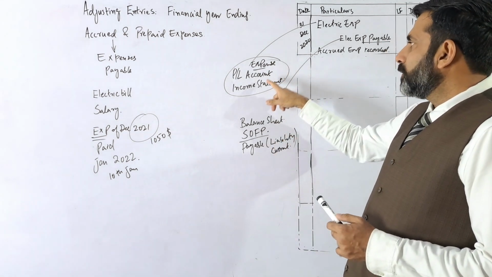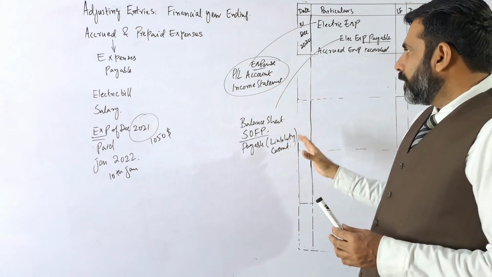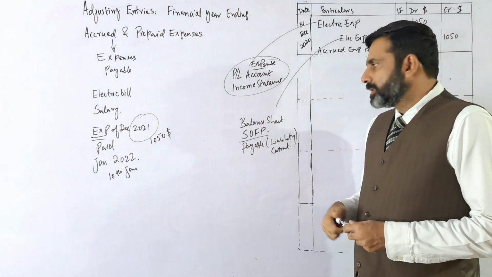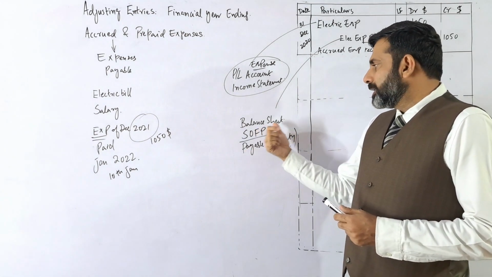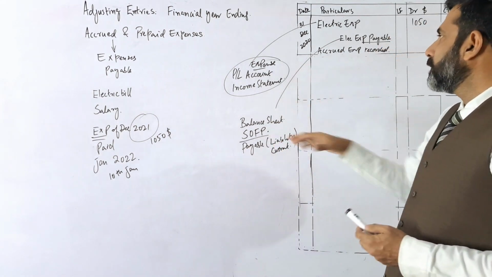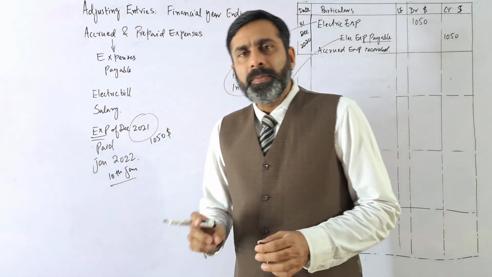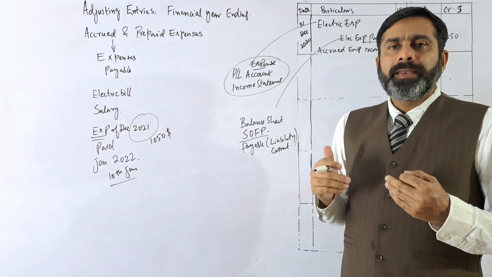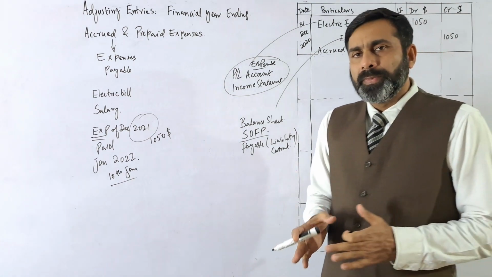So the expense account is debited, the profit and loss account is debited, or the income statement is written as expense, and the second effect on the statement of financial position as a payable, the liability, the current liability. So these are the two effects. Now let's say this liability is paid in the next month, so in the next financial period.